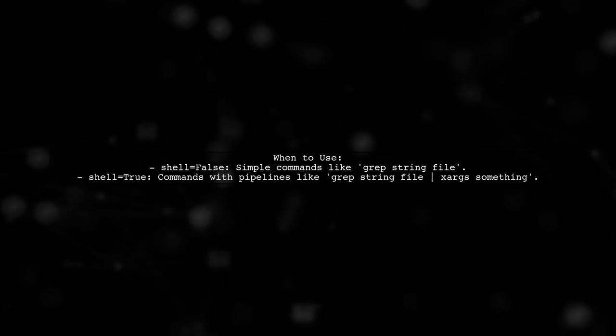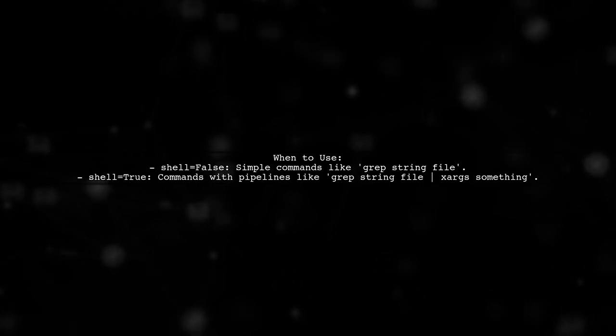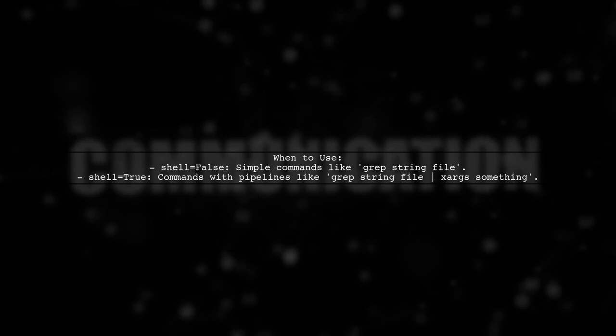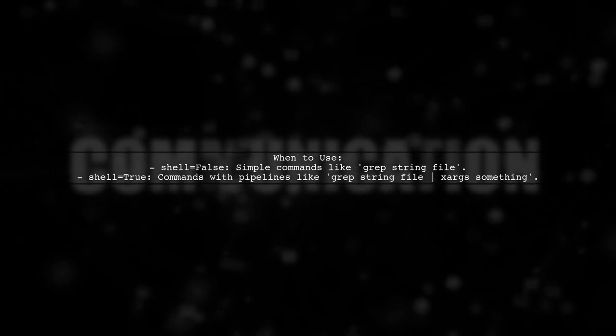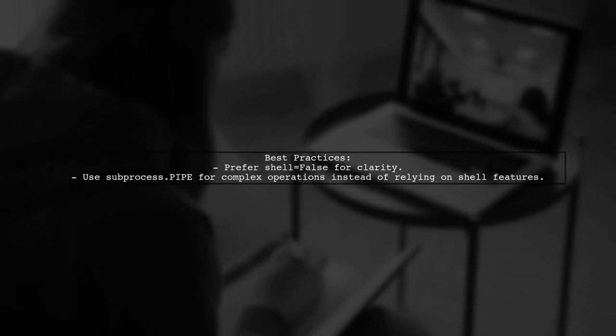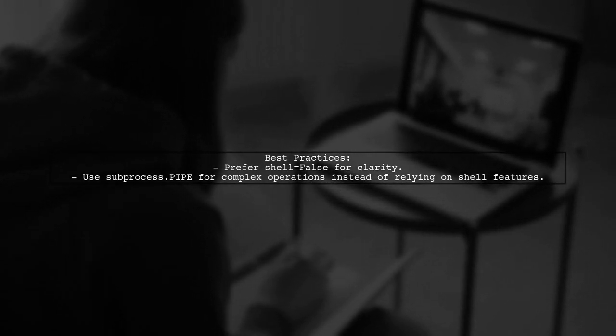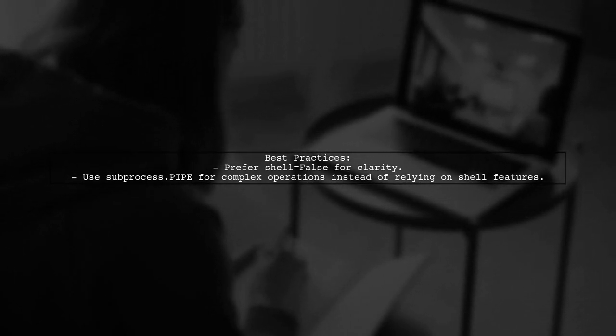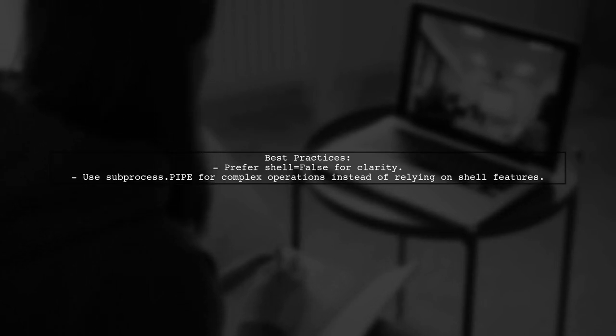Using shell equals false is suitable for commands that simply execute an executable with arguments. But if your command involves shell features like pipelines or redirections, you need to set shell equals true. It's generally better practice to use shell equals false unless you specifically need shell features. This is because shell behavior can be complex and sometimes confusing.